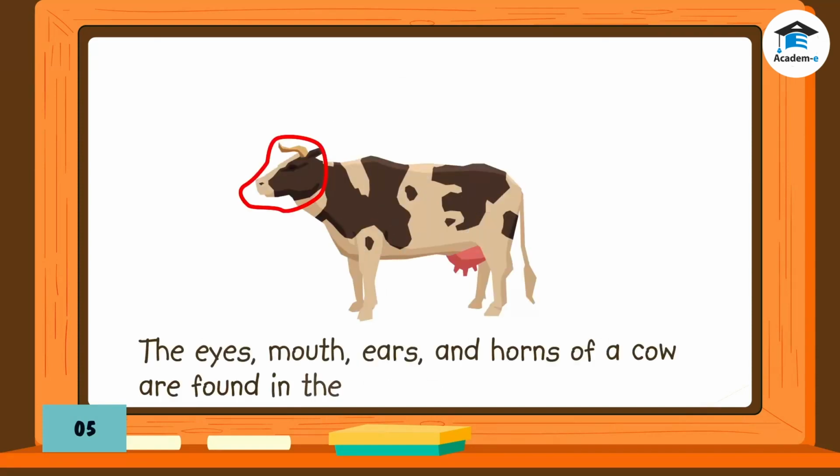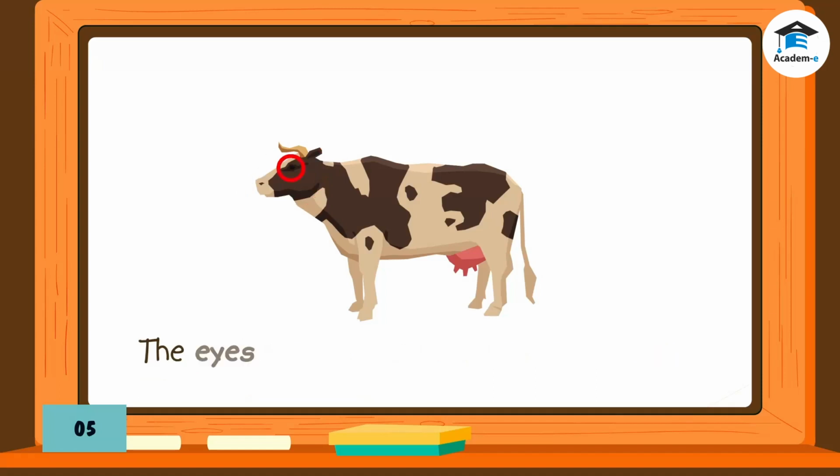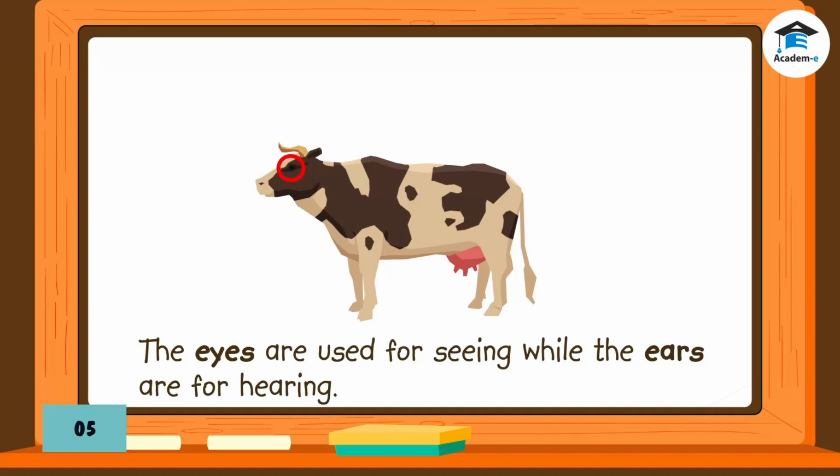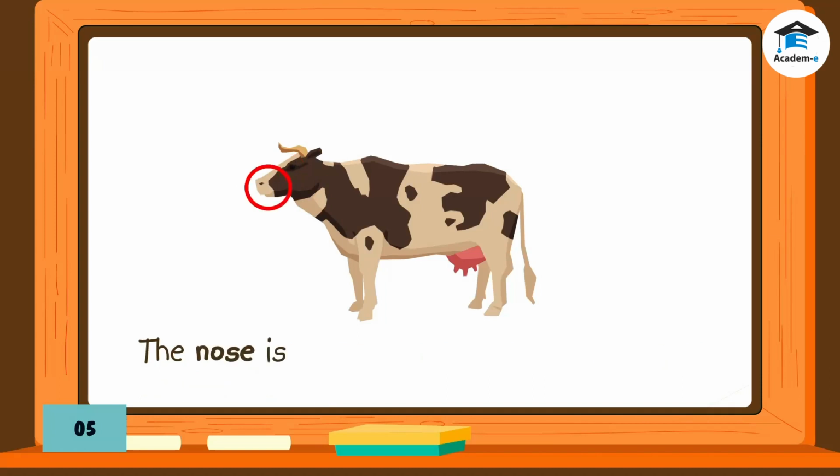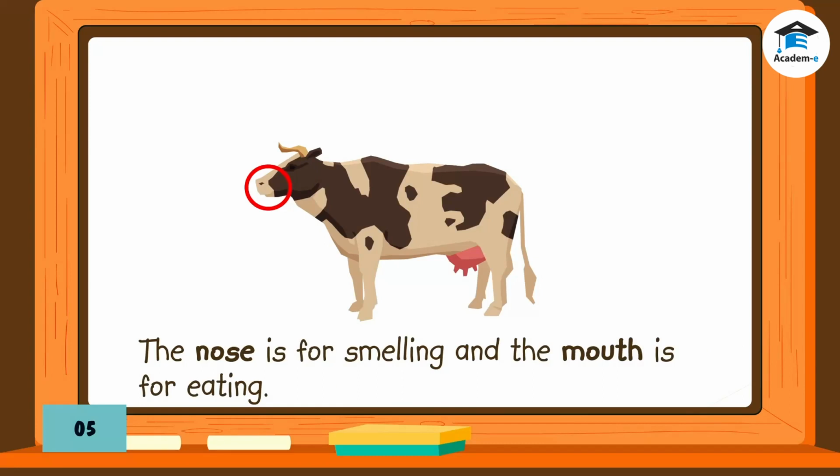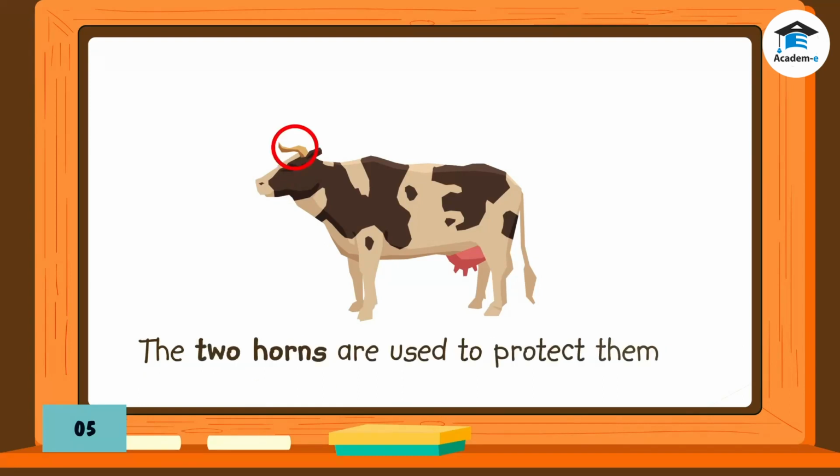The eyes, mouth, ears, and horns of a cow are found in the head. The eyes are used for seeing while the ears are for hearing. The nose is for smelling and the mouth is for eating. The 2 horns are used to protect them from their enemies.